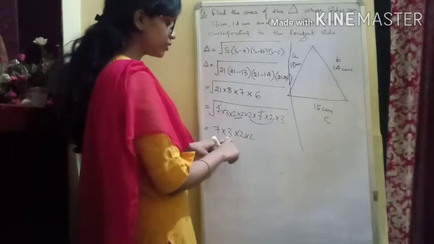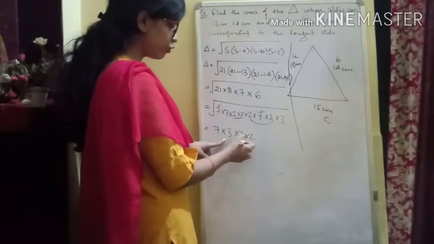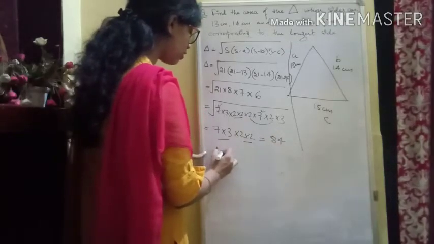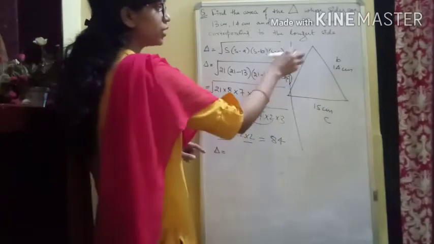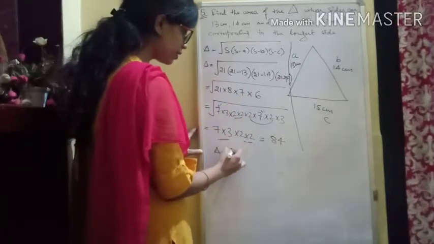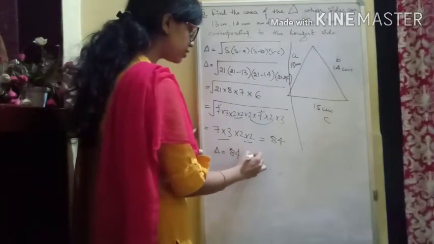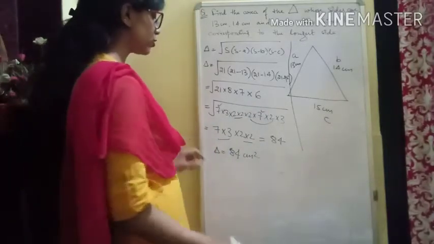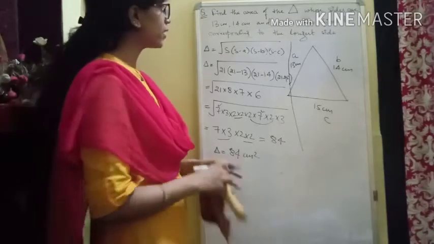So 7 into 3 is 21, 21 into 4. When you multiply, that will give you 84. So the area of this triangle whose sides are 13, 14 and 15 centimeter is coming 84 centimeter square. Okay, do not forget to write the unit. Always write the unit. Okay, so this is what your area is coming.